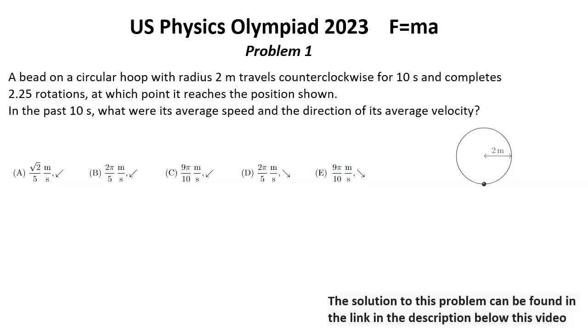US Physics Olympiad, year 2023, first round, F = MA. This year, it was given as usual 75 minutes for 25 problems.